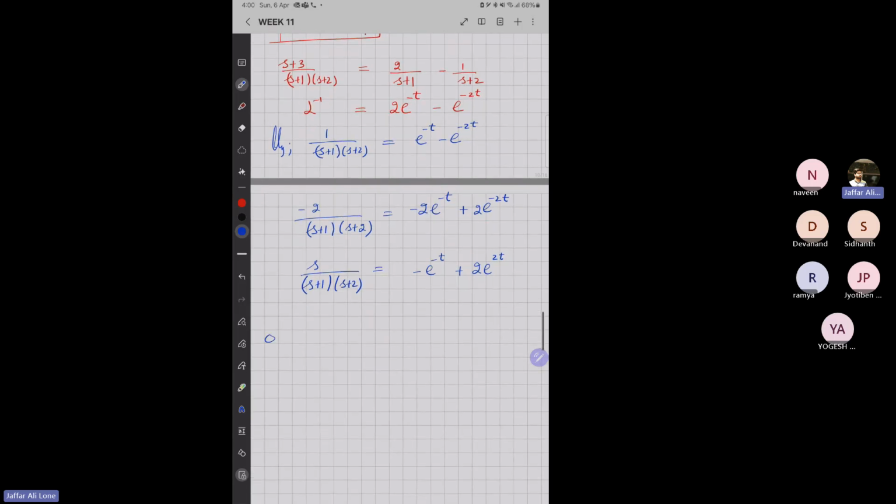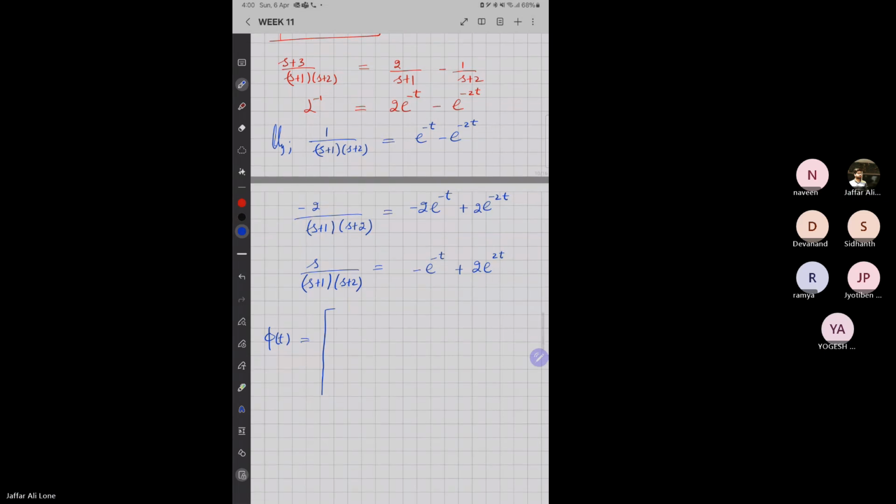My whole phi t will be 2 e raised to the power minus t minus e raised to the power minus 2t, e raised to the power minus t minus e raised to the power minus 2t, minus 2 e raised to the power minus t plus 2 e raised to the power minus 2t, and minus e raised to the power minus t plus 2 e raised to the power minus 2t. Right, so this is my state transition matrix for this.